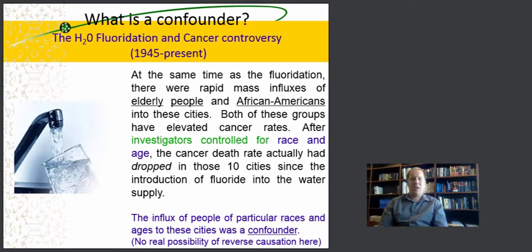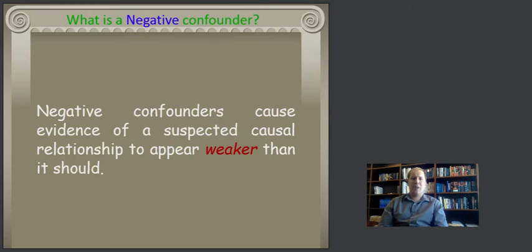Okay, let's go on to another possibility of confounders. In this case, instead of talking about positive confounders, let's talk about a negative confounder. Remember, a negative confounder causes evidence of a suspected causal relationship to appear weaker than it actually should. In other words, what a negative confounder does is it masks a true causal relationship by taking away the link that appears in association. It makes an association appear to vanish, where there actually might be causation.